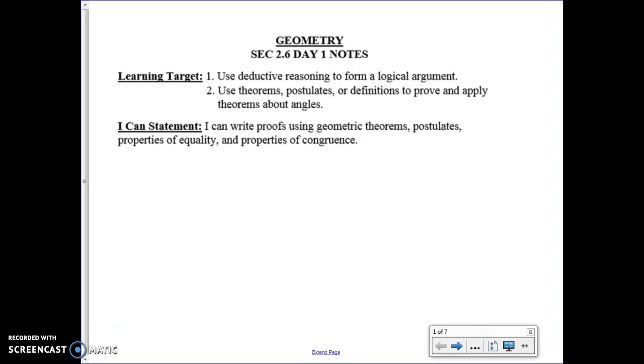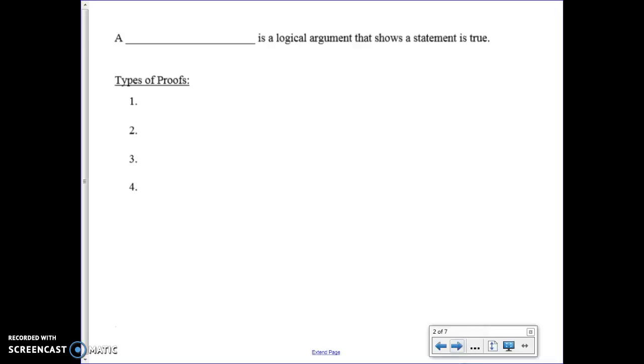Hey guys, today we are getting into geometric proofs. I'm sure you've heard lots about geometric proofs, hopefully all good things. A proof itself is just a logical argument to show a statement is true.